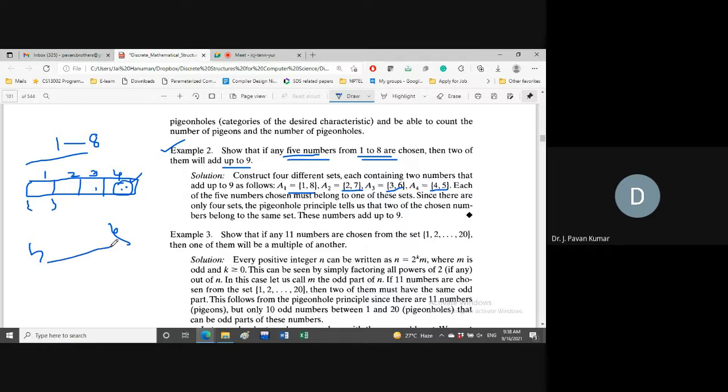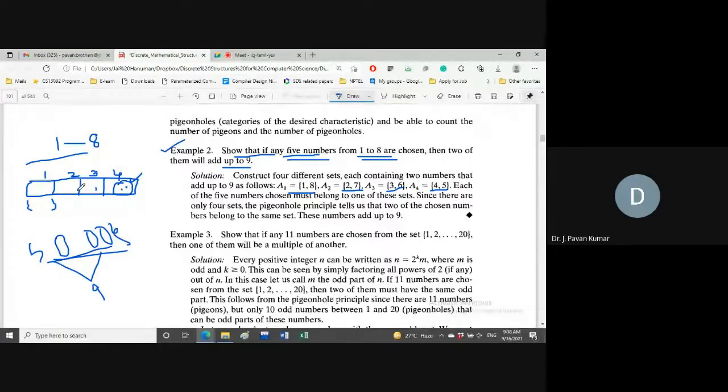Then there exist two numbers, that can be the first number and second number, or the first number and last number, or first number and fourth number. It can be anything, but two numbers will sum up to 9. This is the claim. Now you read the question. Show that if any five numbers from 1 to 8 are chosen, then two of them will sum up to 9.